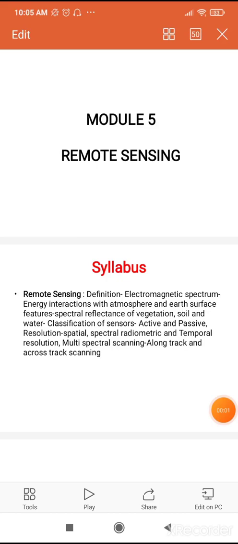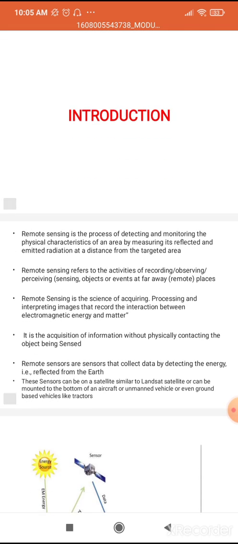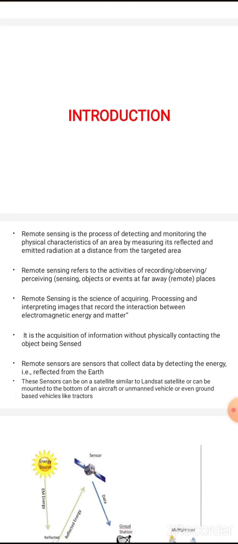Okay, next is module 5, that is remote sensing. This is the syllabus of remote sensing. Introduction. Remote sensing is a process of detecting and monitoring the physical characteristics of an area by measuring its reflected and emitted radiation at a distance from a targeted area.